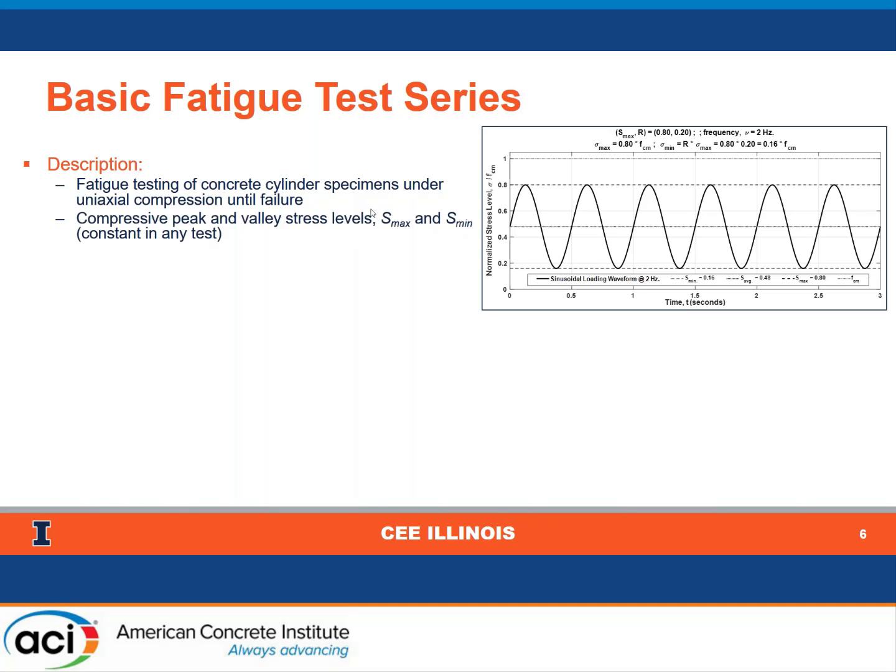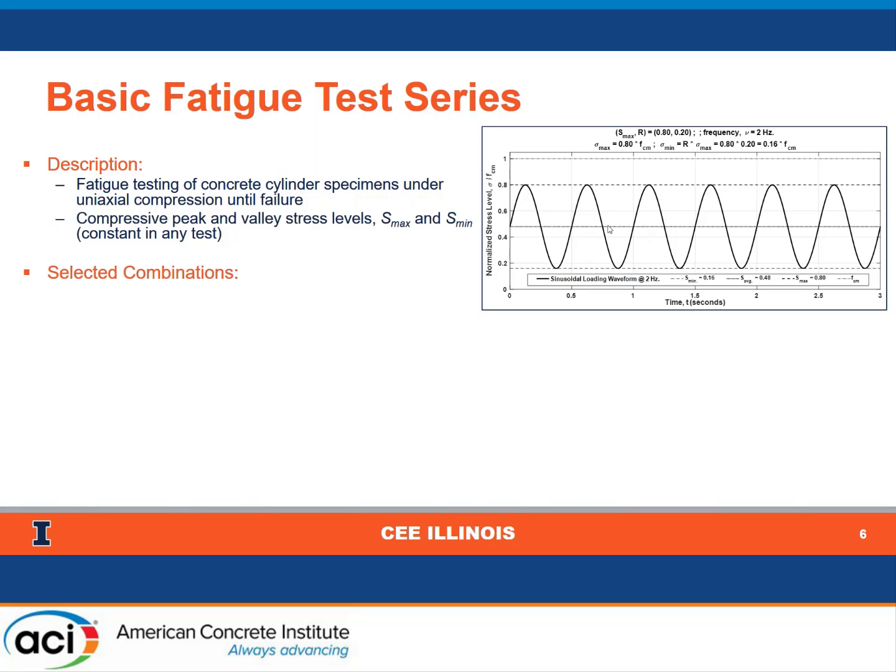And by that, I mean there was a peak stress level and a valley stress level, both of which were compressive in nature. They were held constant, and fatigue loads were continuously applied at these levels at some specific frequency until failure. A typical loading waveform is shown in the figure on the right here. So the peak stress level is indicated at the top, the valley stress level here, and at some fixed frequency. In this figure, we are showing the use of a frequency of 2 Hertz, which was fairly commonly used in our test series.